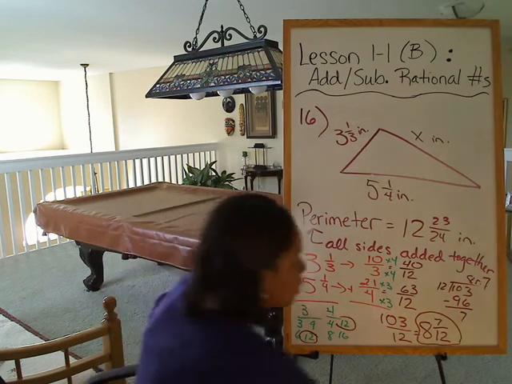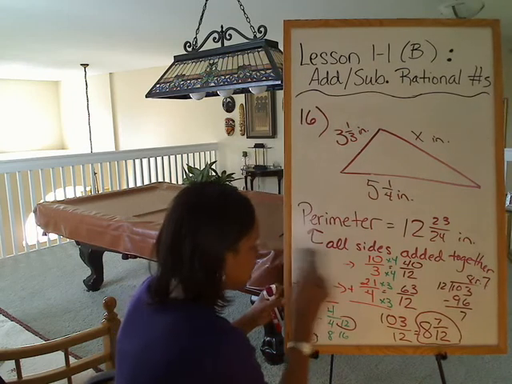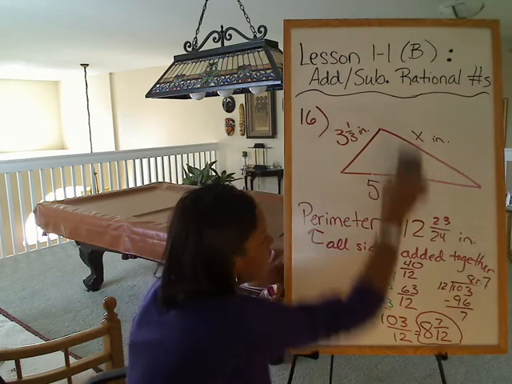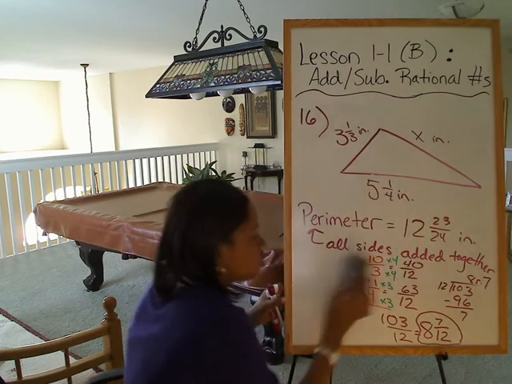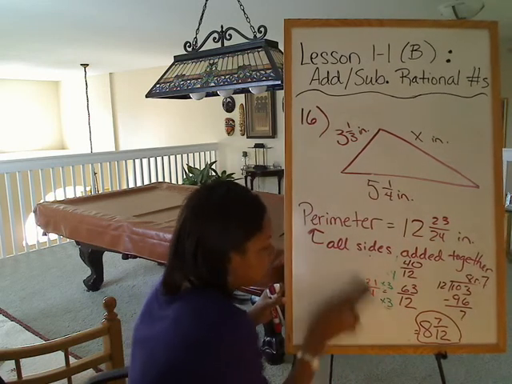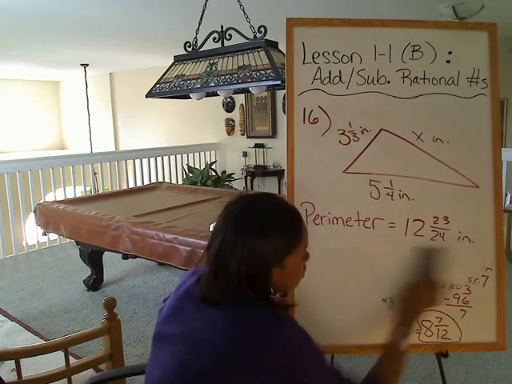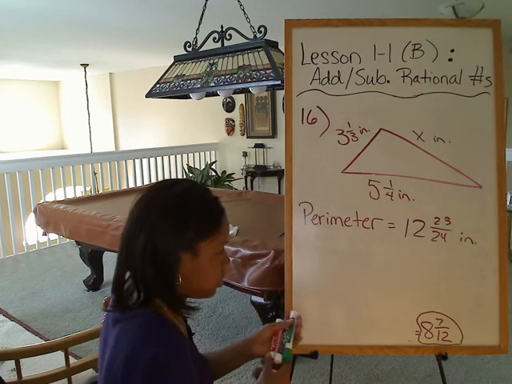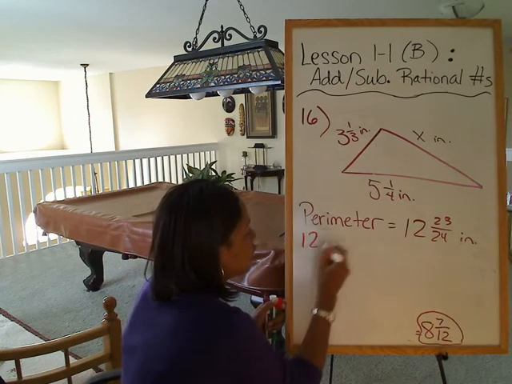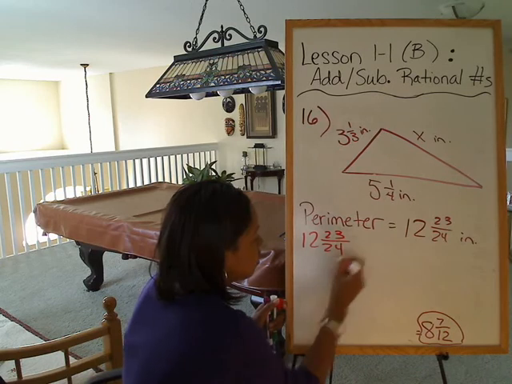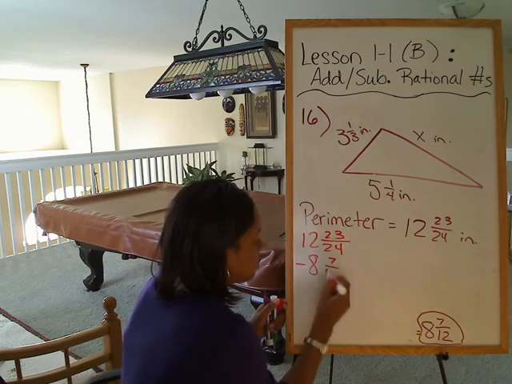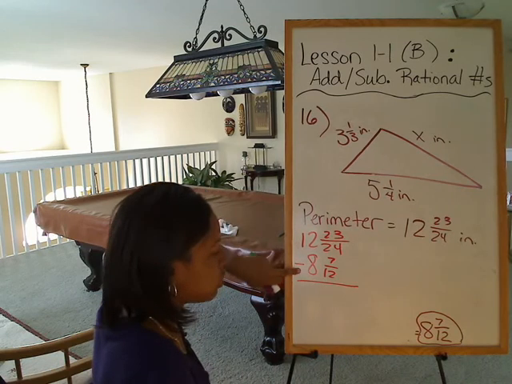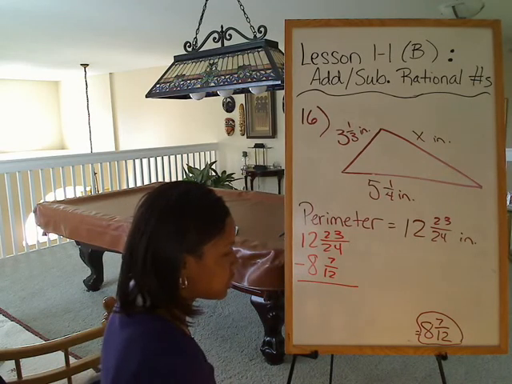Now I have to figure out how much the missing side is. So I'm going to take the perimeter, which is all the sides, and then subtract these two, which is 8 and 7/12. So I'm going to do 12 and 23/24 minus 8 and 7/12. The perimeter is all three sides. This is the two sides that we know. We subtract it and we'll find the missing side.